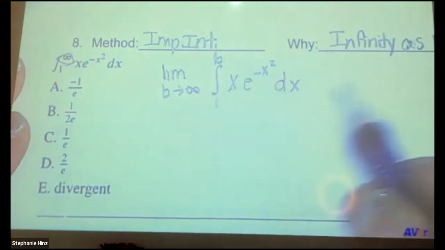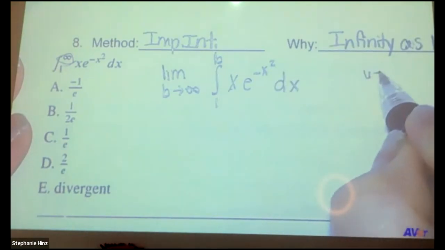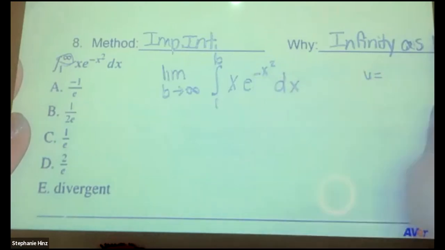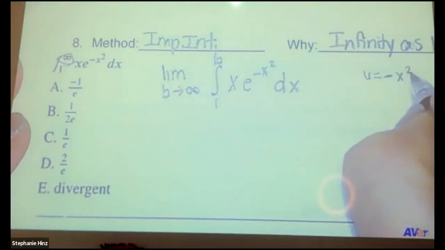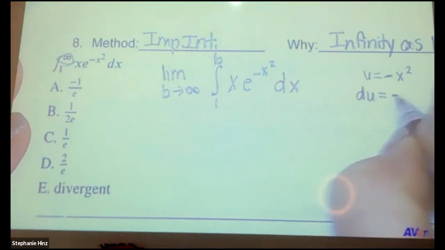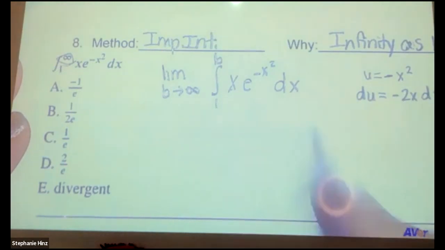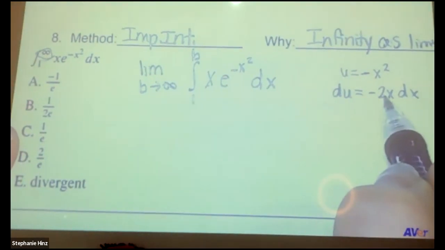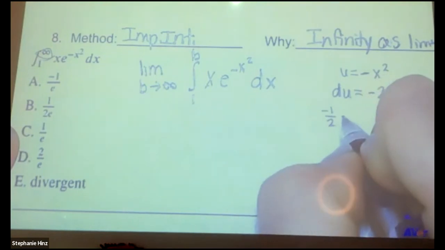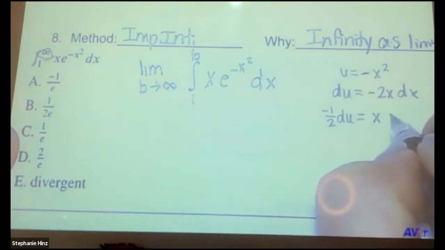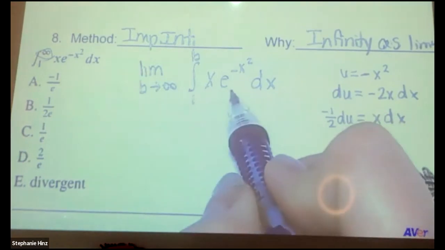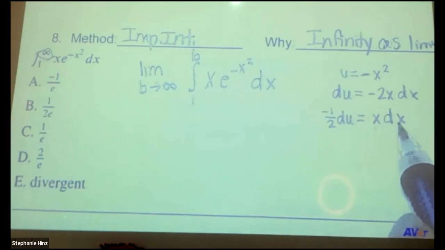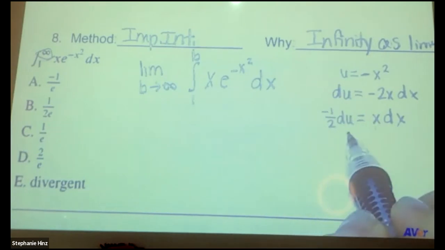So in my mind, I'm thinking, if I have a u, and the u is the exponent right here, that would be negative x squared, then my du would be negative 2x dx. And if you'll notice, I don't need that 2, so I'm going to divide by it. I know everybody does U substitution a little bit different, but I like to think of it as a puzzle. So this is e to the u, and I know that x dx equals negative 1/2 of du.